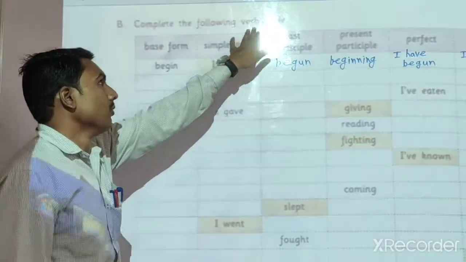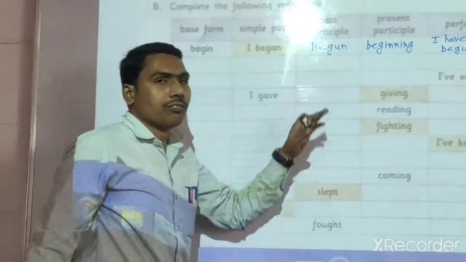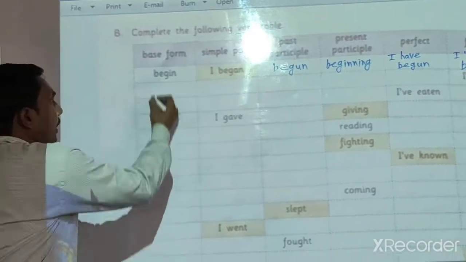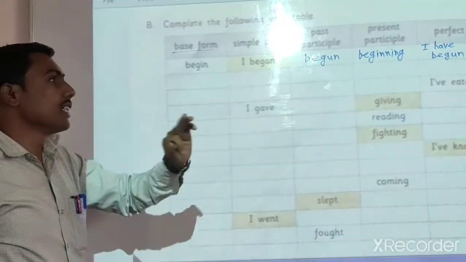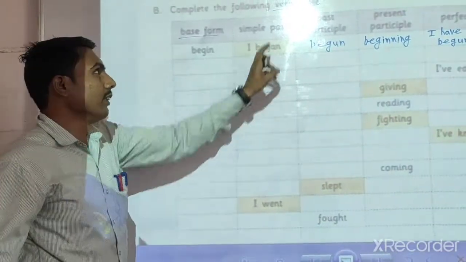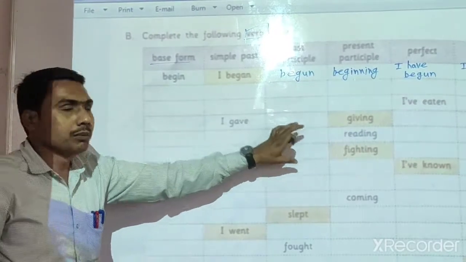Complete the following verb table. According to the instructions, we want to complete this table. Look here. It is a base form. Base form means first form of the verb. This table is totally related with verb. Remember this. हा टेबल जो आहे verb शी related आहे.